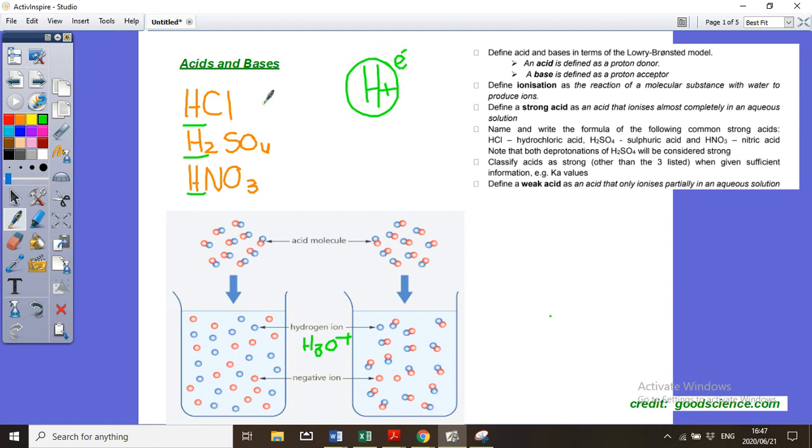When we look at the three strong acids that you need to know, hydrochloric acid, sulfuric acid, and nitric acid, you'll see that they each have a hydrogen available. If you look at the hydrogen atom, it has a positive nucleus, which is the one proton, and the negative electron. If I take that electron away, I am only left with a proton. And that's why we can say a proton donor. So an acid is therefore defined as a proton donor.